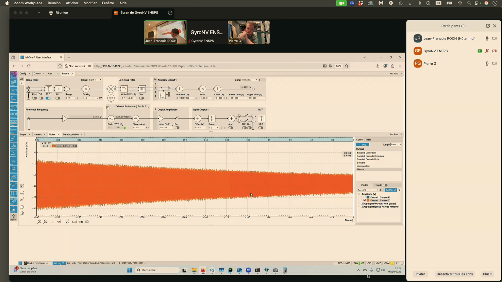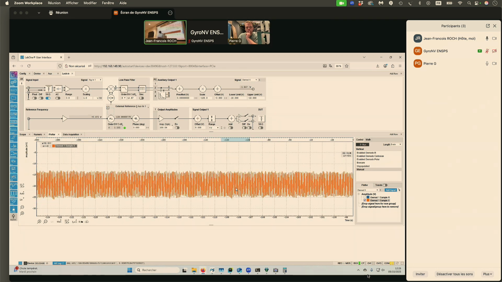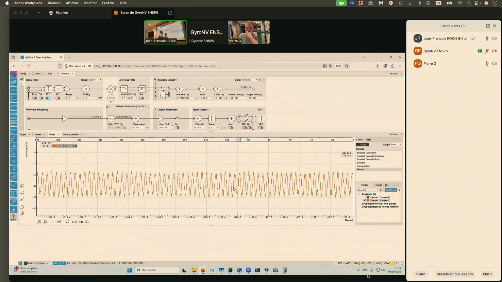Okay? And so at one point, Pierre might stop. I will show you. This is the next step. The next step is exactly what you are explaining, Jean-François. And then we could compare, and Pierre will bring a small magnet, and you will see that the fringes will change, and of course the fringes will change more than if we had done it from the very beginning. Okay.